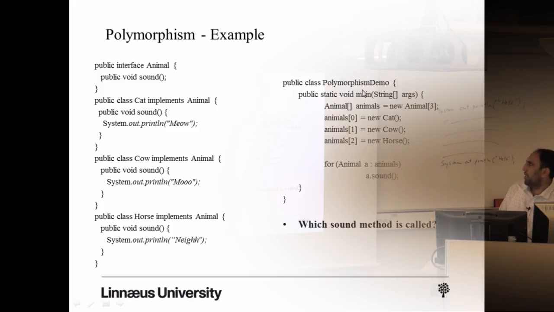And then if we go back, we have another class which demonstrates the use of these classes implementing the Animal interface. In this main method, we have an array of animals with the size 3. On the first index of the animal array, we have an object of type Cat, on the second we have an object of type Cow, and on the third index we have an object of type Horse. Then we have a for-each loop, which iterates over all the elements of the array of type Animal, and then it calls the a.sound method.